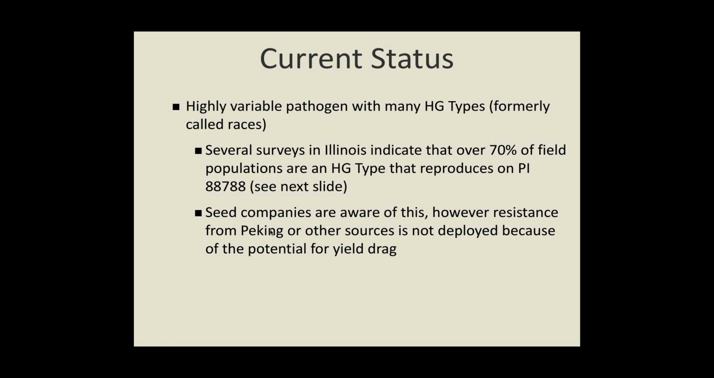So if you were to go into one of these fields that had one of these more aggressive populations and you had really high numbers of cyst nematode in your soil, and I'm going to say high numbers, 1,000 eggs to maybe anything up to 10,000 eggs per 100 cc's of soil, which is basically half a cup of soil, just to give you a frame of reference. If you're in that type of density with an HG type that reproduces on 88788, Peking would be a good source of resistance to use in that field.